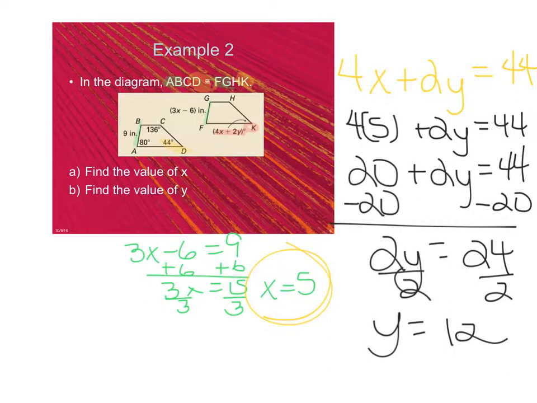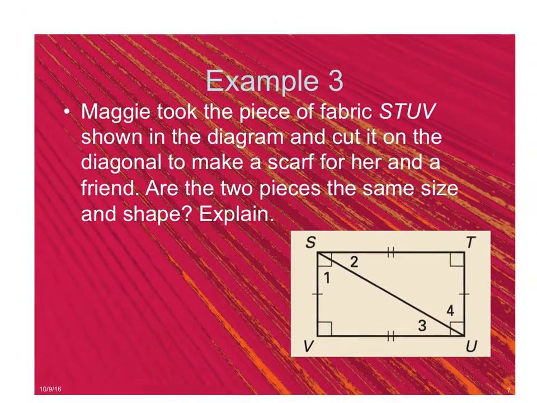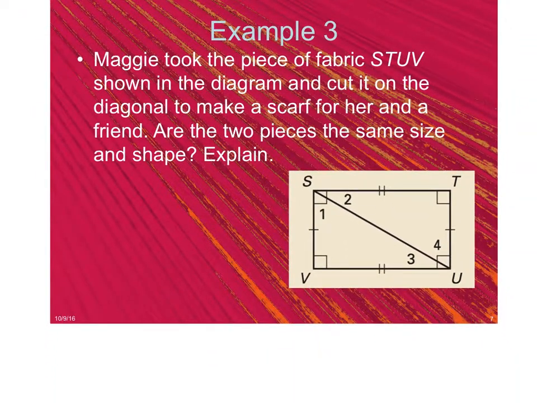So again, the order of the letters in the statement is going to be important to us. Any questions on example 2? Okay, so for example 3, it says Maggie took a piece of fabric, and it's represented by STUV. And she cut it on the diagonal to make a scarf for her and her friend. Are the two pieces the same size and shape? So basically what we need to do here is show that these two triangles are congruent.